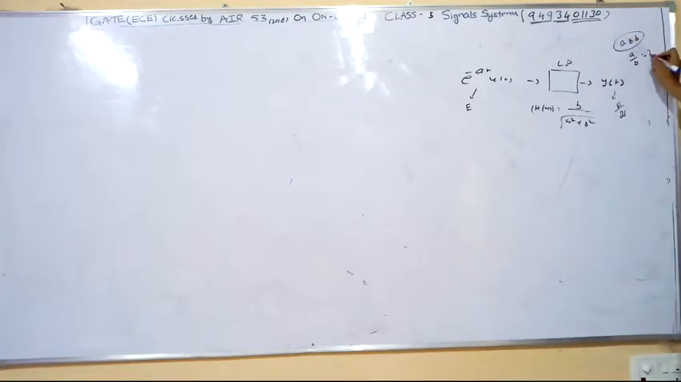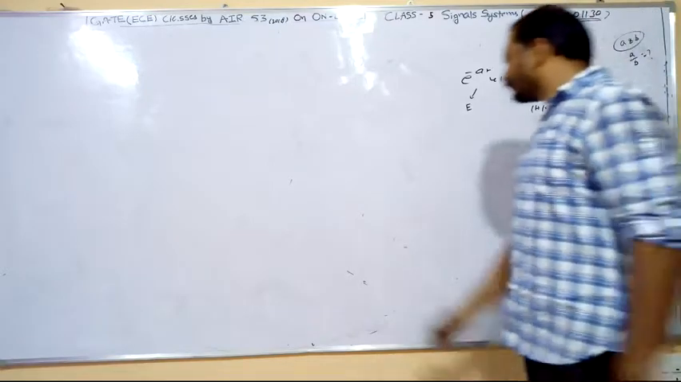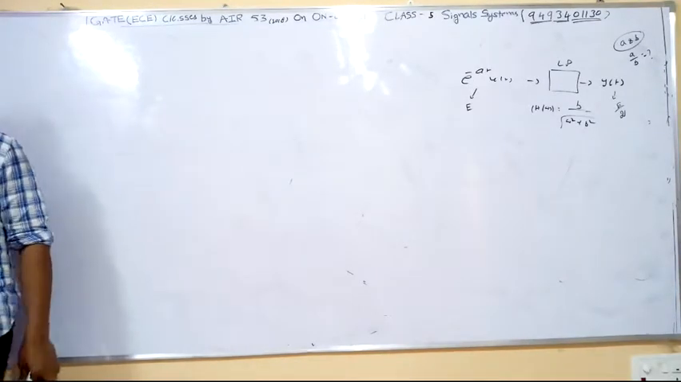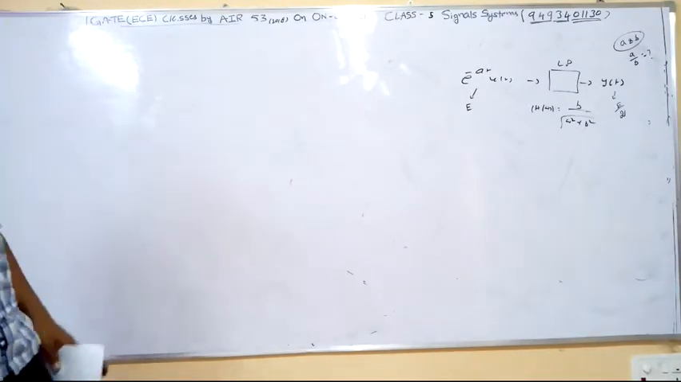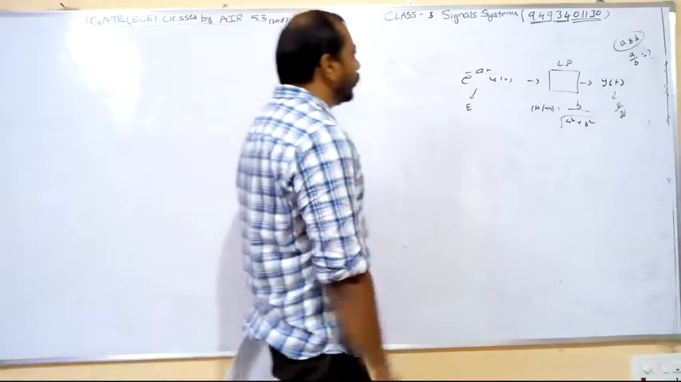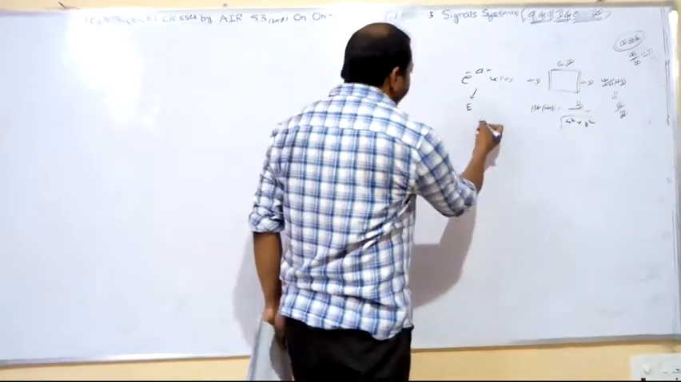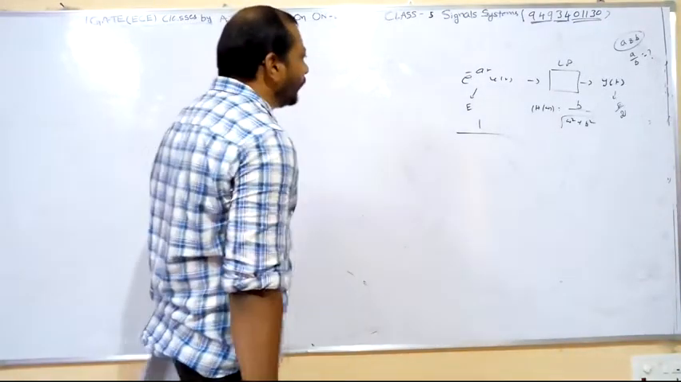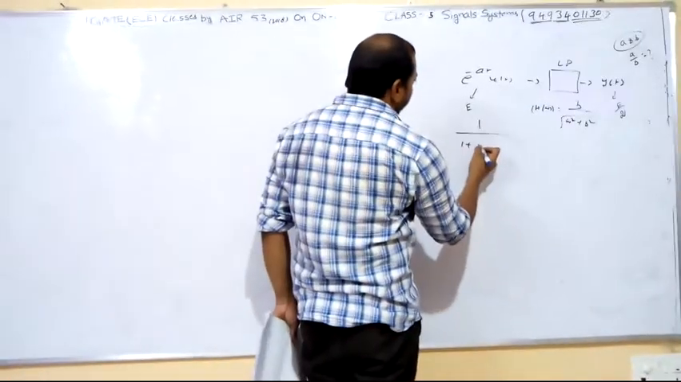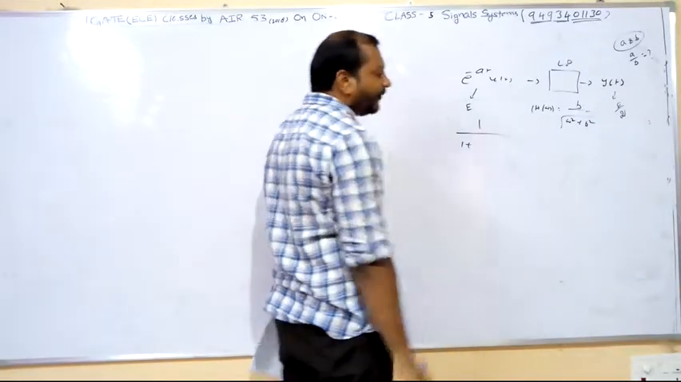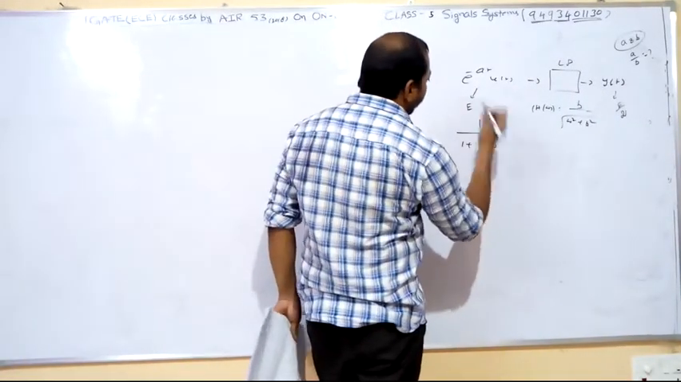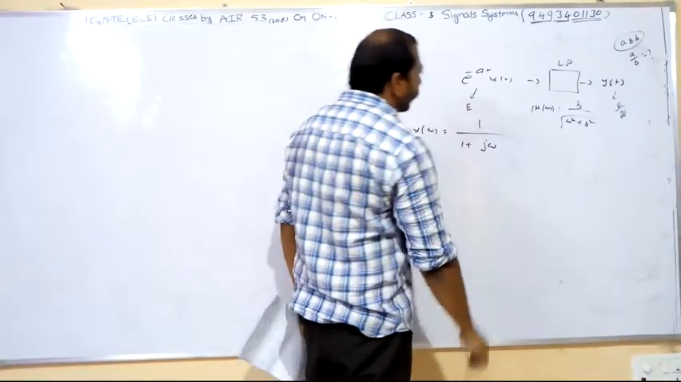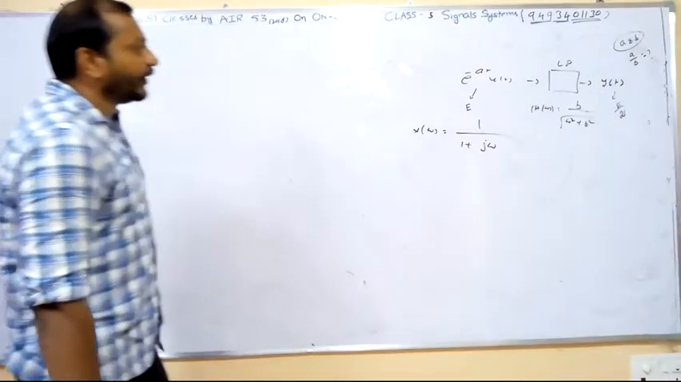Indirectly, what is A by B equal to? They are given the input energy and output energy, and by dividing those two energies we can get the relation. Simple question only. You have x of t equal to e power minus a t, and the corresponding frequency spectrum is simply 1 by a plus j omega, so X of omega equals 1 by a plus j omega. What about Y of omega?